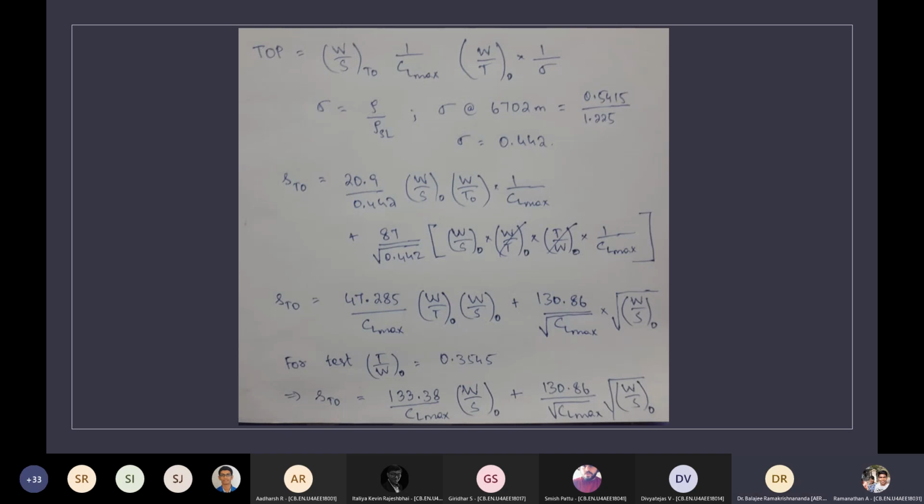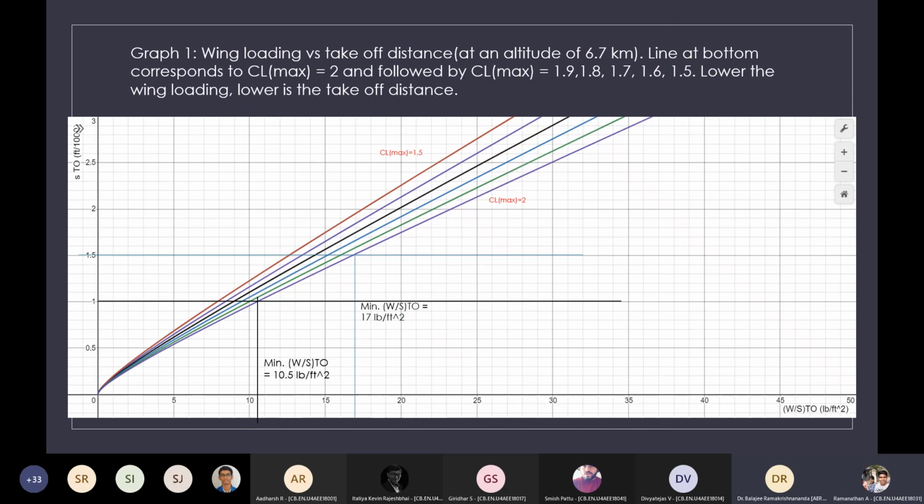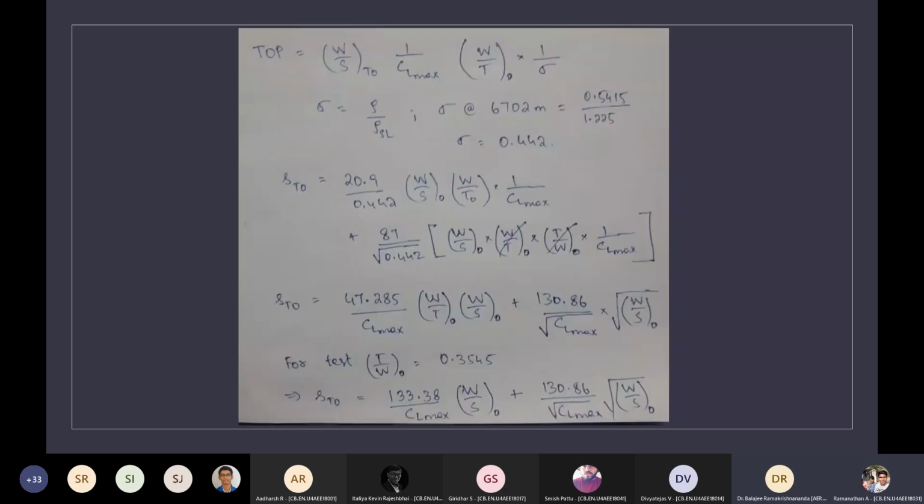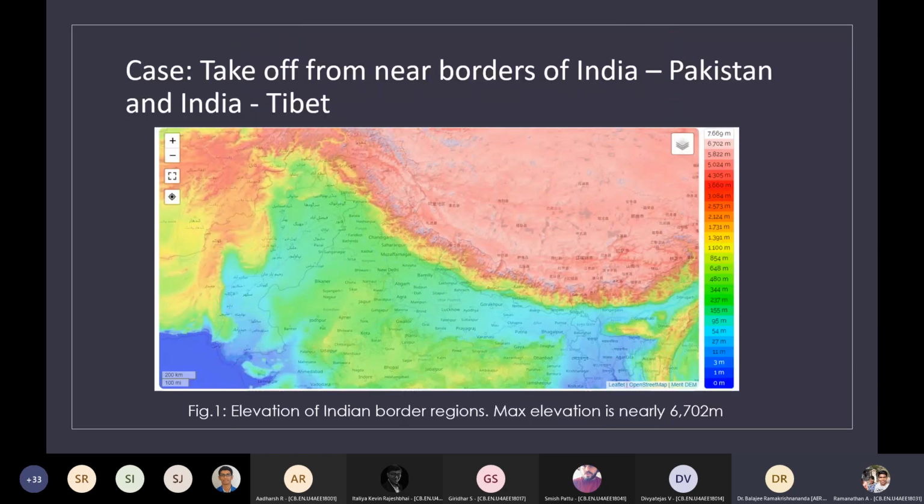Because T by W and HP by W. Yes, sir. T by W is HP by W by velocity, no? Yes, sir, by velocity. Where is that velocity factoring in there? In the next page. Or the previous thing you showed. Yes, sir. Sir, no, I have not incorporated this one.